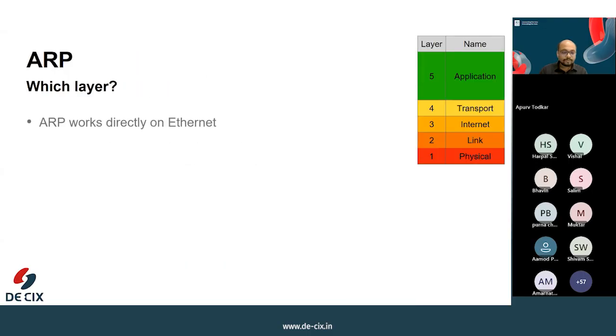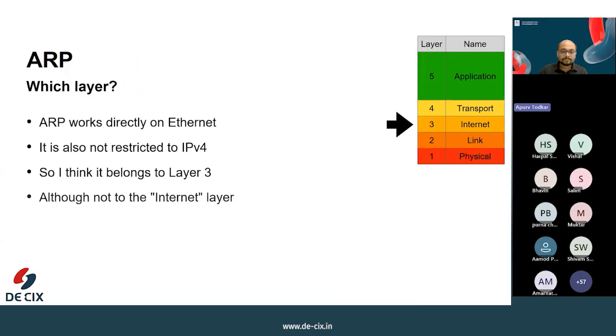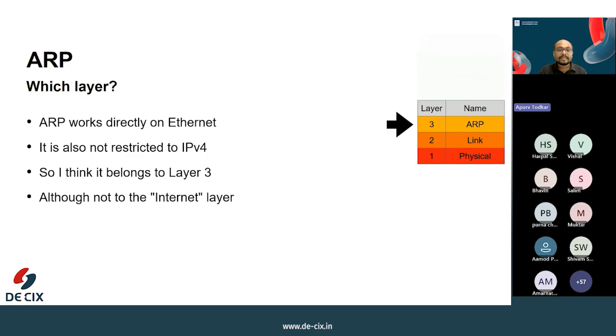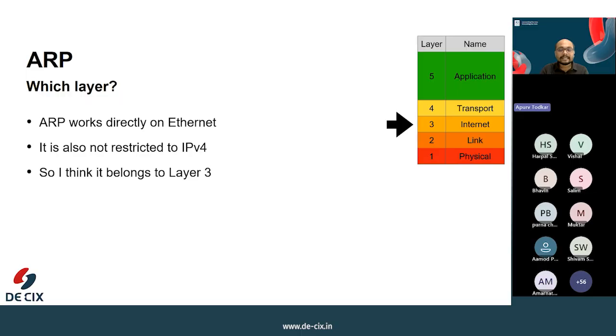So you would ask on which layer ARP should actually be functioning. We talked about layers earlier, about the layers in the IP protocol stack. So the question now is, on which layer does ARP operate? ARP works directly on top of Ethernet. So you could place it at layer 3, but it's not restricted to IP version 4.